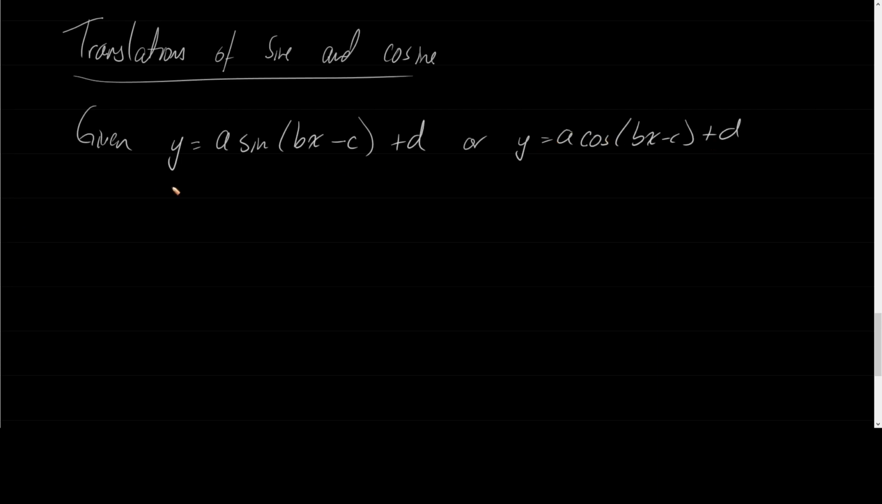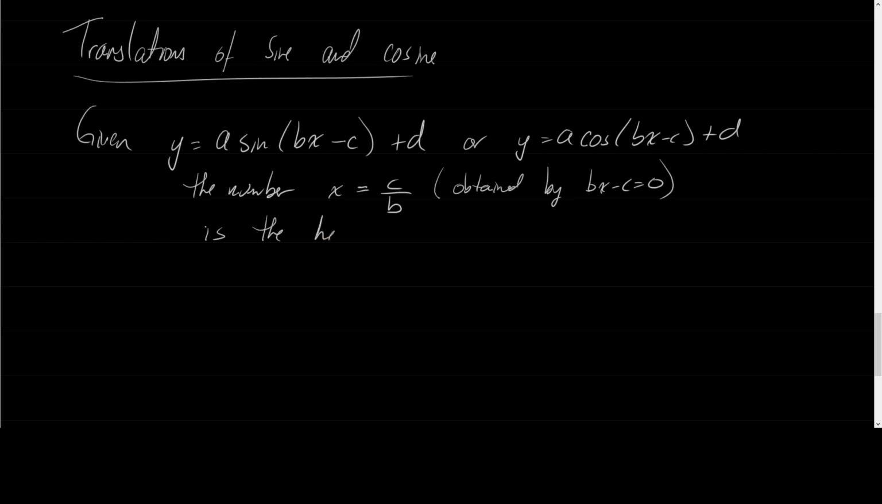All right. The number x is equal to c over b. All right. And how did I get that? I said it obtained by letting bx minus c equal 0. All right. That is the horizontal shift. Now, in general, with trig, we like to call this the phase shift. All right. So the horizontal shift is really called the phase shift for trig.